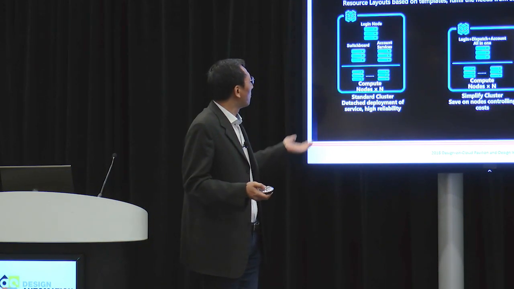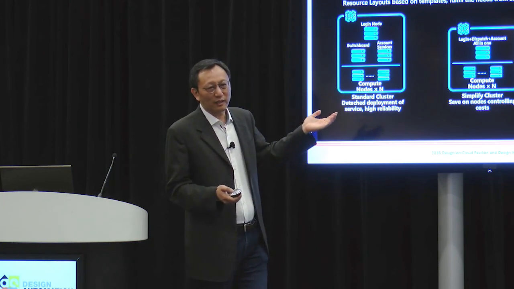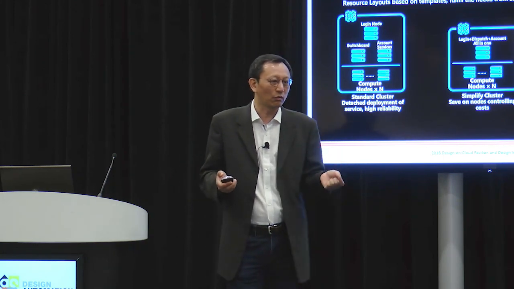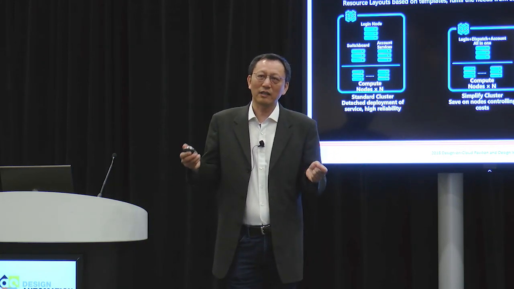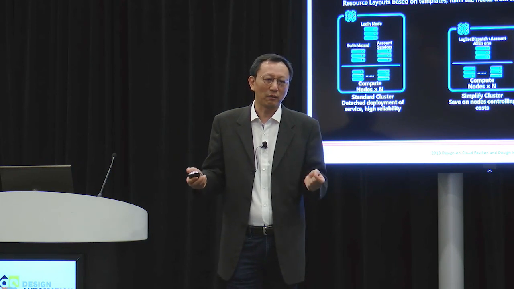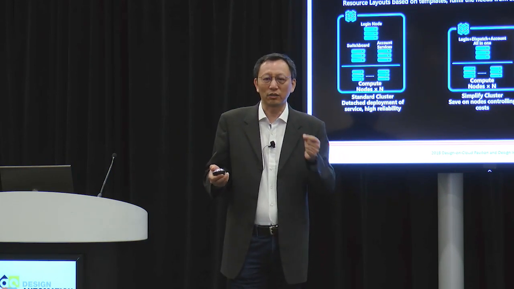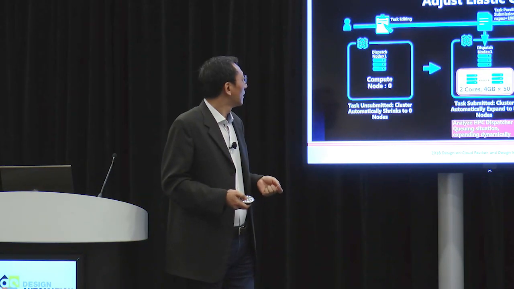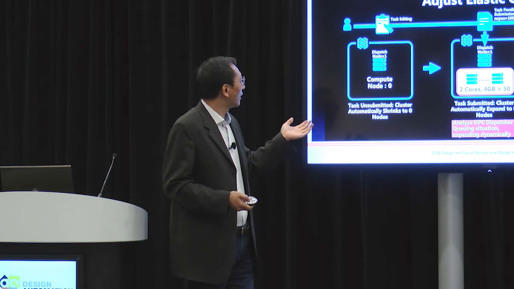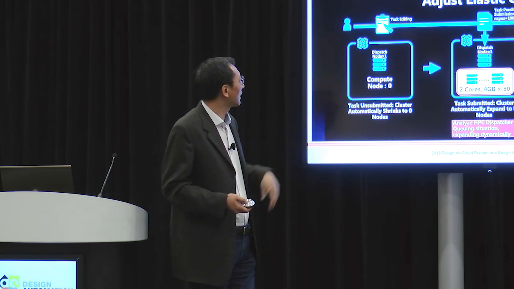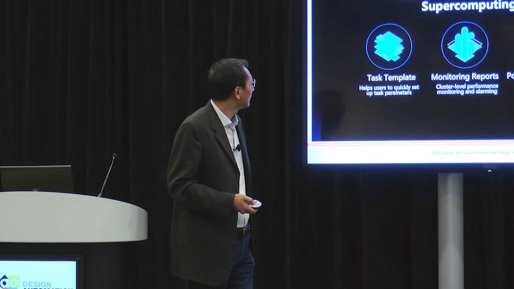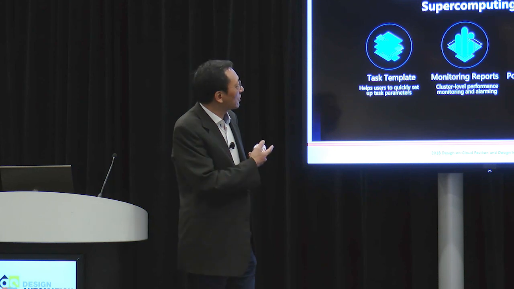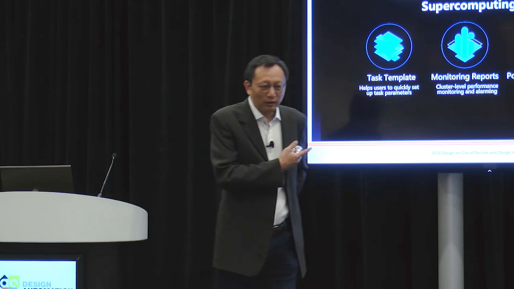So this is multiple nodes. As I said, you can scale from the very beginning with just a single node, and as the load goes up, it scales automatically to the need of the load. This is another example of how we scale up and scale down.